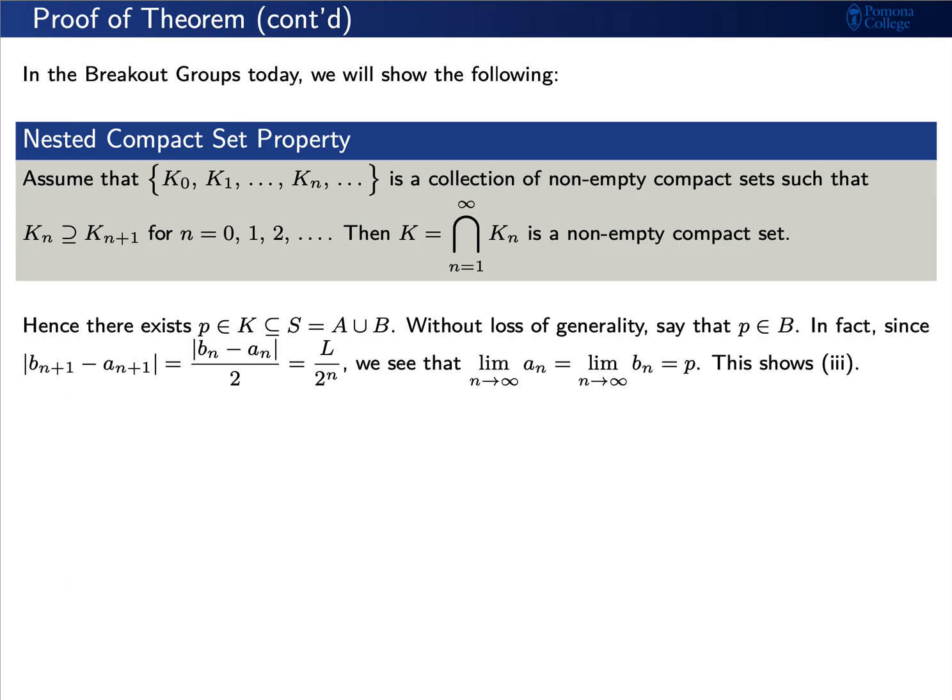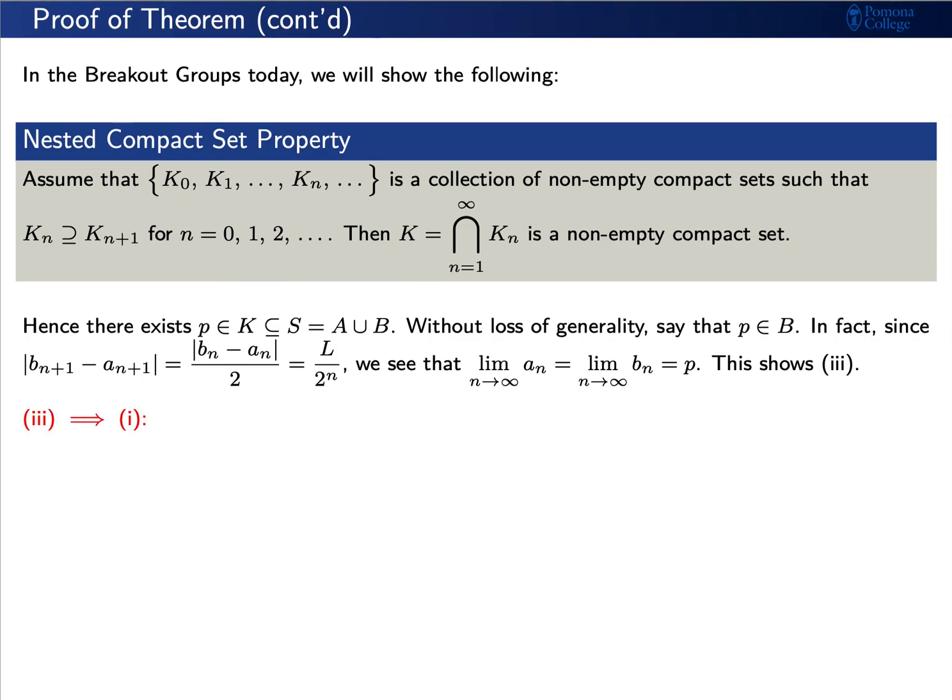In fact, because the distance between these endpoints, b sub n plus 1 minus a sub n plus 1, is equal to L over 2 to the n, we see that the a sub n's and b sub n's get closer and closer together, and they have to end up at this point p that is in this intersection capital K. This means that the limit, as n increases without bound, of a sub n must be equal to p. But we've now constructed our Cauchy sequence, the a sub n's in capital A, whose limit, namely p, is in capital B. This shows property 3.